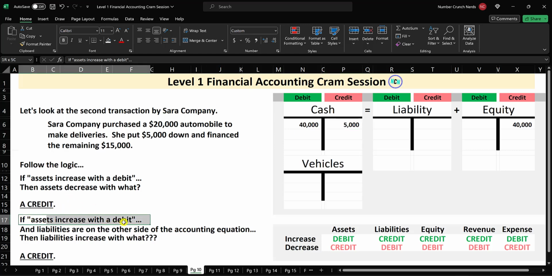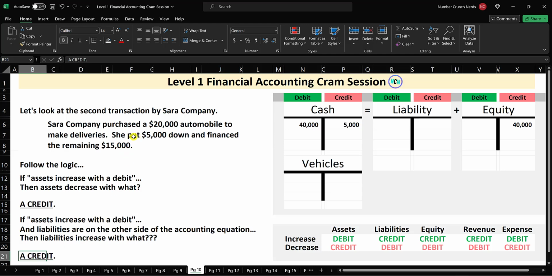If assets increase with a debit, remember this is the phrase you're supposed to memorize, and liabilities are on the other side of the accounting equation, then liabilities increase with what? A credit. They increase with the opposite of whatever assets is doing. So liabilities increase with a credit.